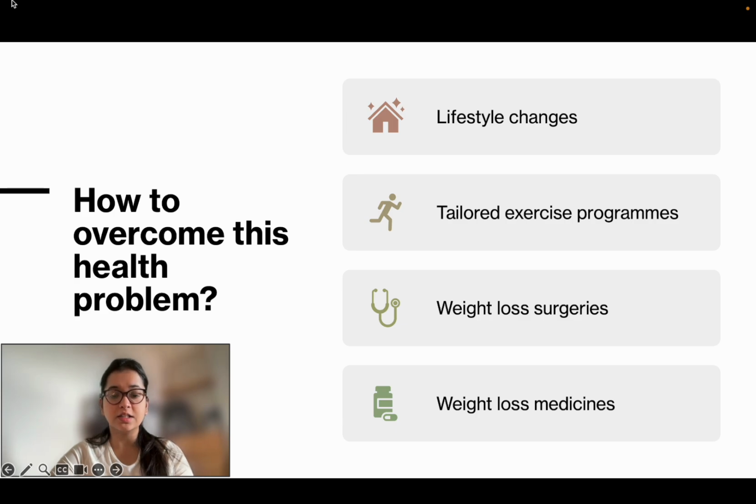Along with that, there are tailored exercise programs that you can enroll in, starting from getting a gym membership or maybe having a personal fitness trainer who can help you in overcoming this problem. Third one being weight loss medications. Now, there are a few pharmacological therapies that can also help in losing weight. And the last one being surgeries. There are weight loss surgeries as well, also known as bariatric surgeries, which are commonly used to lose weight nowadays.